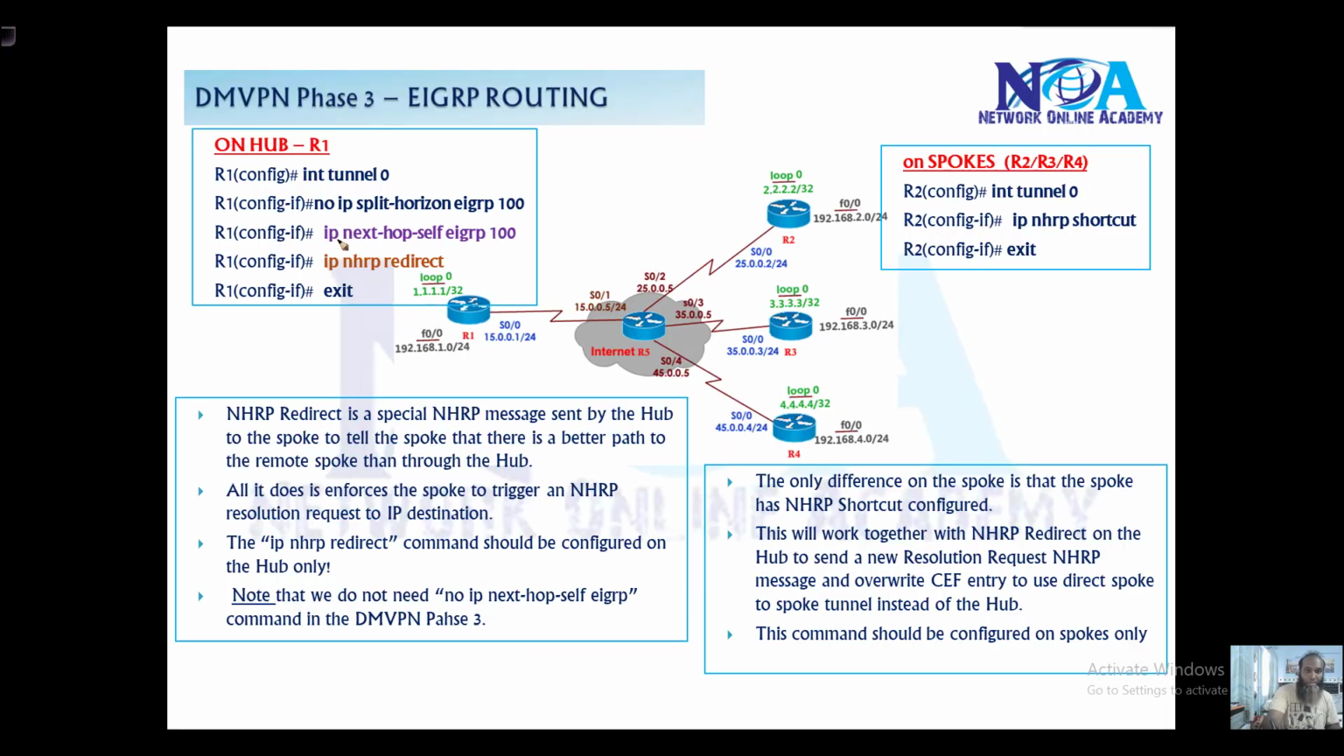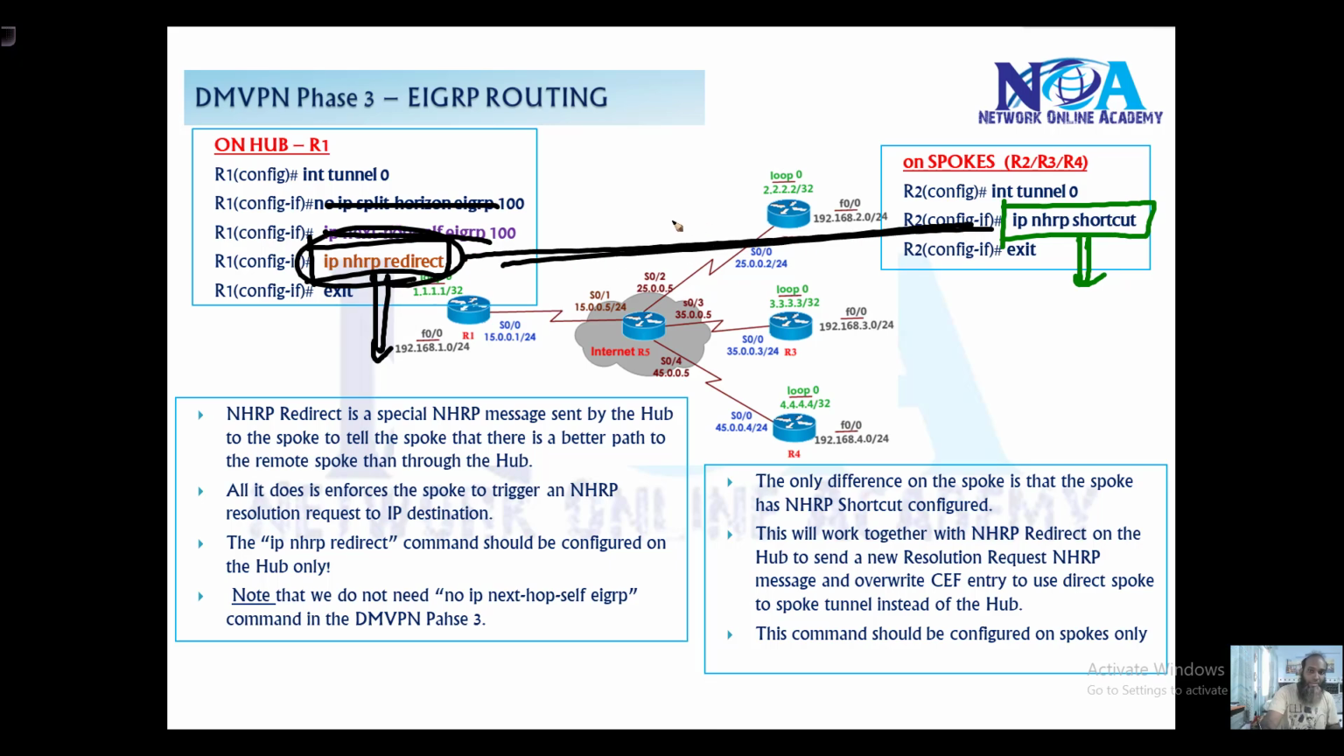So in phase 3, what we'll be doing is we are going to add one additional configuration command. We did this already. We are going to add IP NHRP redirect on the hub router, and on the spokes we'll be adding the IP NHRP shortcut command. If you see these two configuration commands, you need to understand we are configuring phase 3. If these commands are missing, then you have to understand it's phase 2. So that's the only simple configuration difference between phase 2 and phase 3.